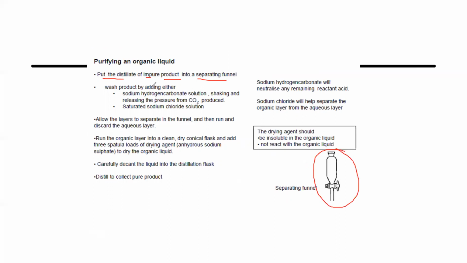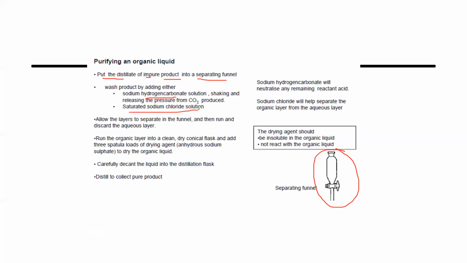Then we wash the product by adding sodium hydrogen carbonate. What is the purpose of adding sodium hydrogen carbonate? If any trace of acid is there, that acid will react with sodium hydrogen carbonate and give off carbon dioxide. And to release the carbon dioxide pressure, we open the tap, or we shake or tap the separating funnel, so that the gas will escape.